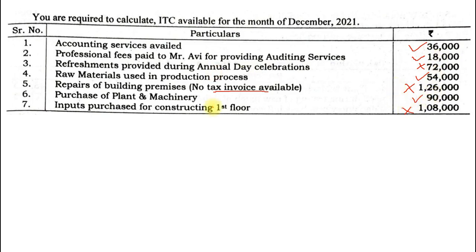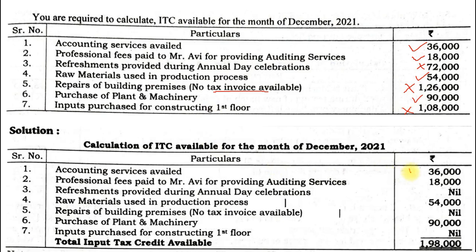Okay. So in the solution, accounting services, yes. Professional fees, yes. Refreshment, no. Okay. Raw material for production, yes. Purchase without an invoice, no. Plant and machinery, yes. Construction claim, raw material, no. So the total came to 1,98,000. So if you look carefully, the sum is very simple. The only thing you'll have to remember is the rules. Once you note down those rules, everything else is very simple.